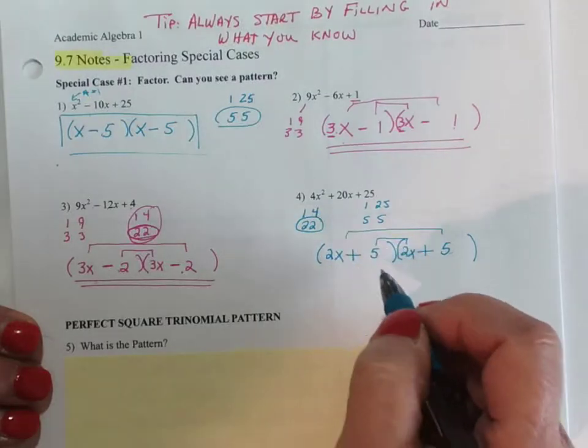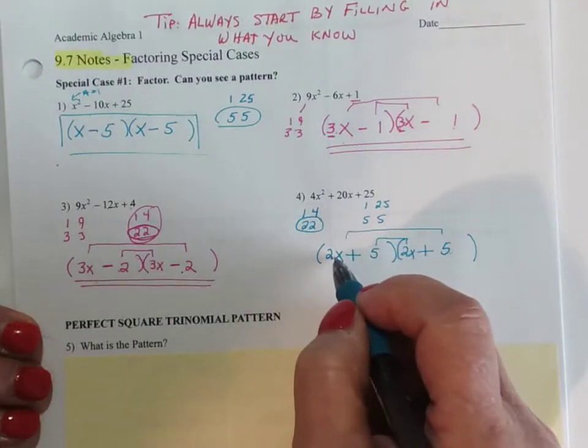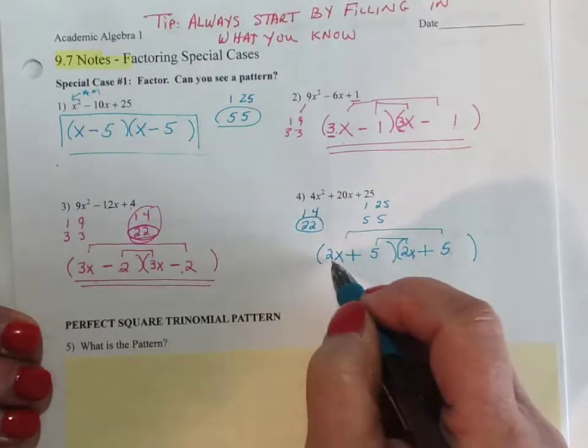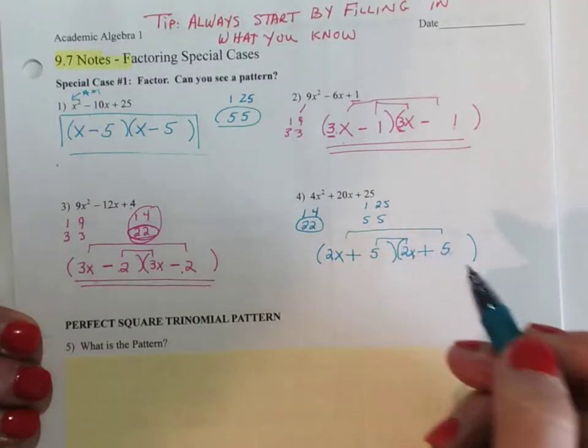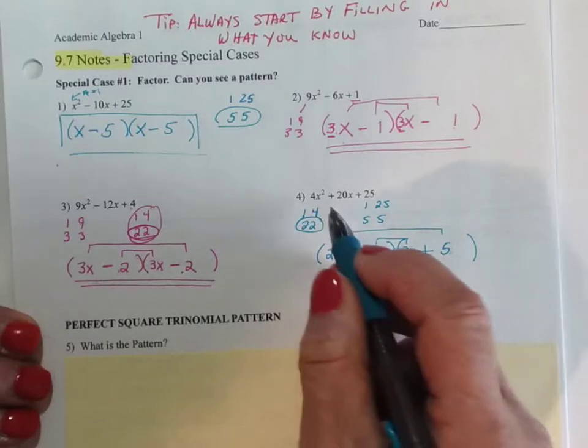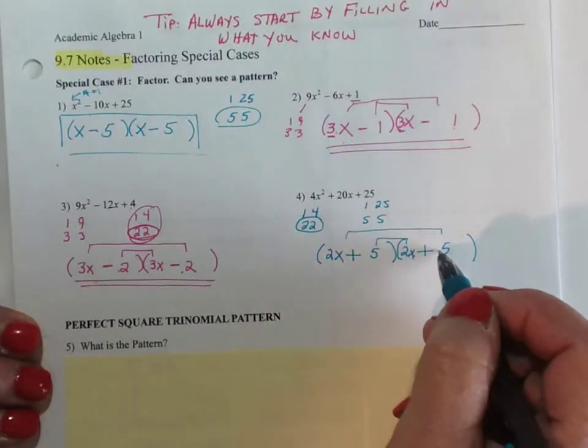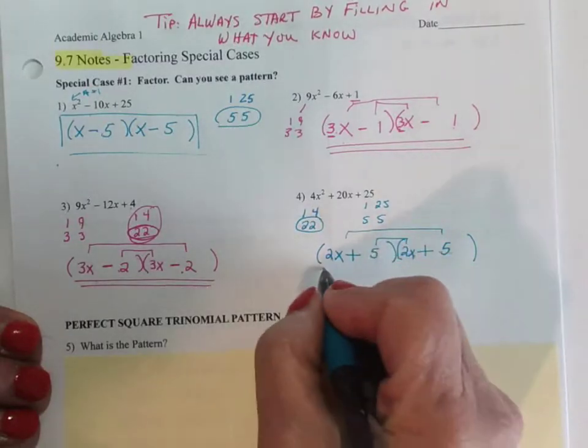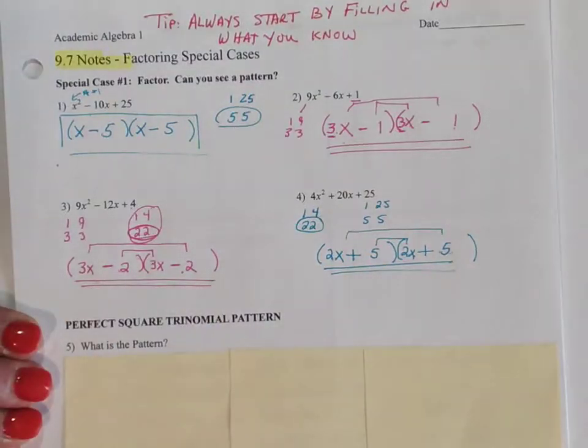Excellent. So multiplying it, 2x times 2x, 4x squared. We saw 10x and 10x. Okay, that gives me 20x. And 5 times 5 is 25. Great. There's my answer.